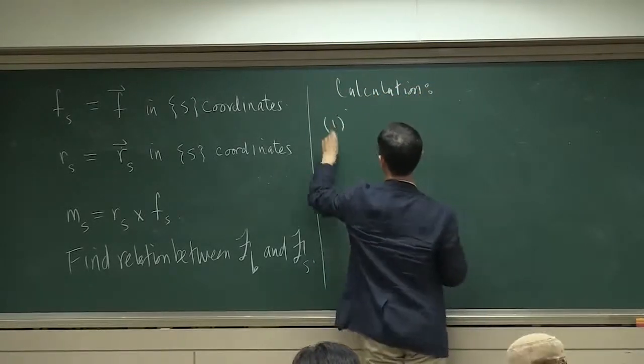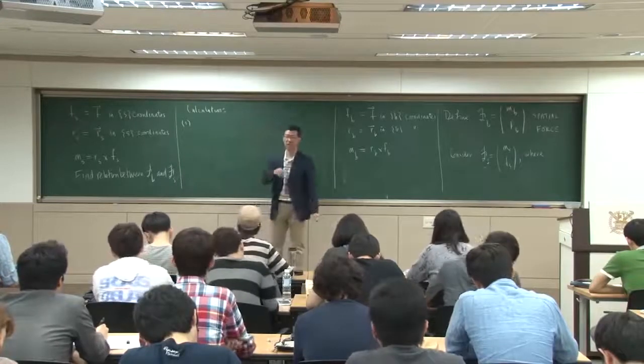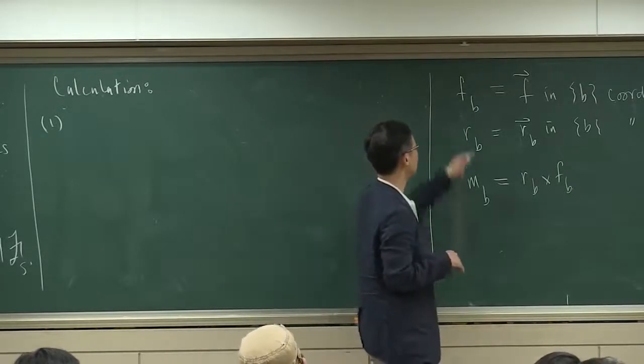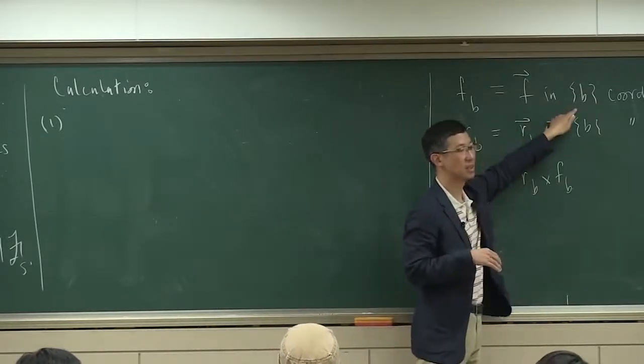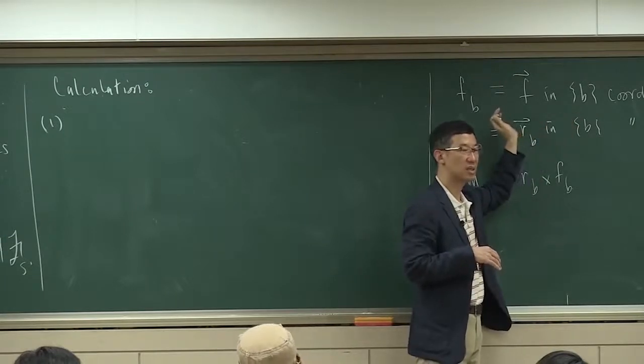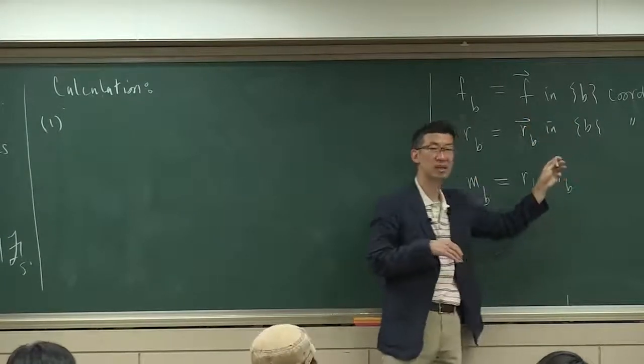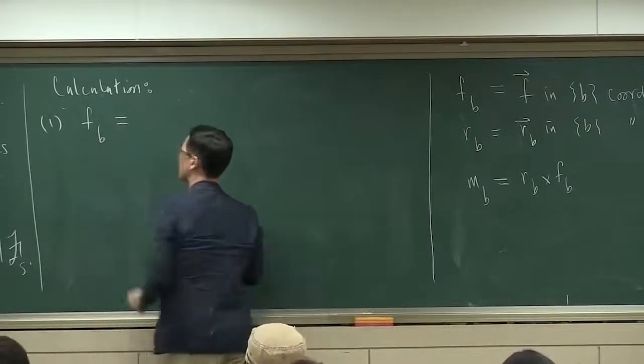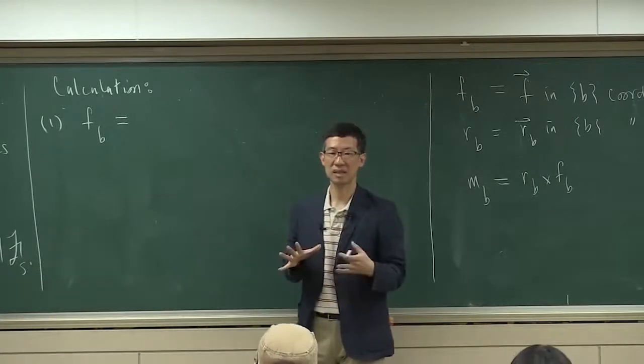So let's start with f sub b and f sub s. As I said, f sub b is the force F in b coordinates. F sub s is the same force F in s coordinates. So what's the relation? What is f sub b in terms of f sub s? What do you think? Maybe a rotation matrix multiplied by f sub s? Seems reasonable, I think.